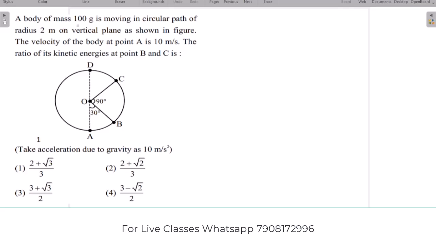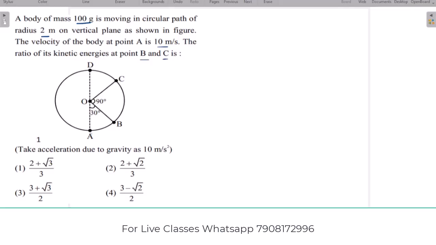A body of mass 100 gram is moving in a circular path of radius 2 meter on a vertical plane as shown in the figure. The velocity of the body at point A is 10 meter per second. The ratio of its kinetic energies at points B and C is.